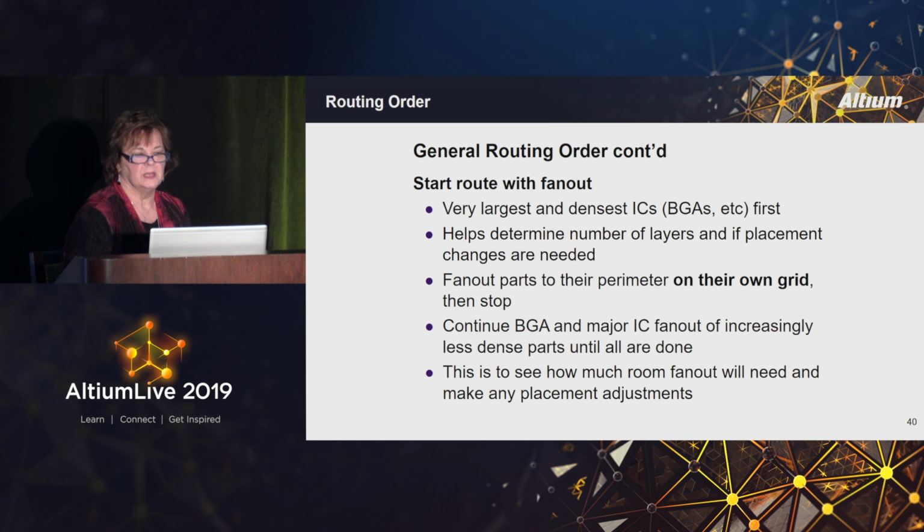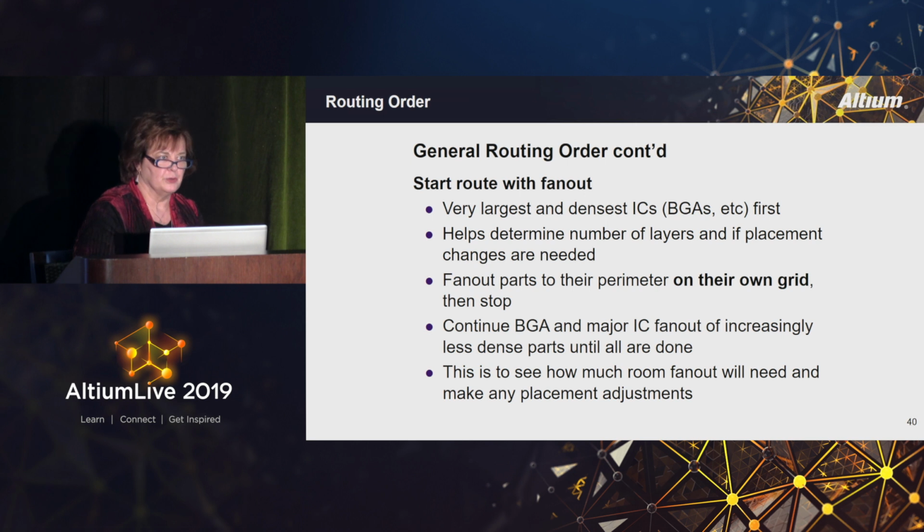And I set up my grids for the routing inside the BGA to be an integer of the actual pitch of the part. For example, if I have a 0.8 millimeter pitch part, then I would place that part on a 0.4 millimeter grid on the board, and then I would route on a 0.2 millimeter grid or a 0.1 millimeter grid.